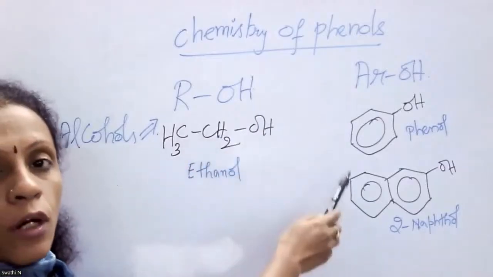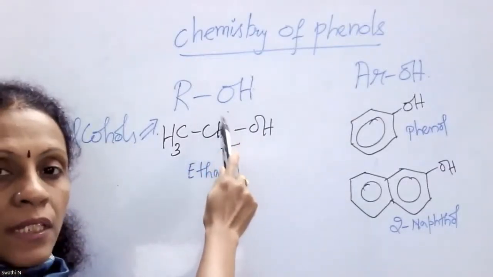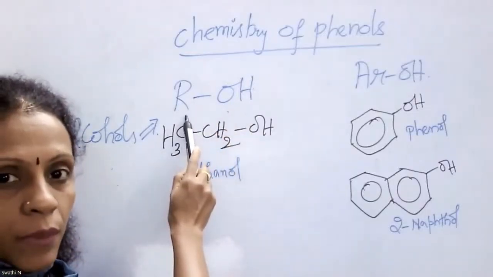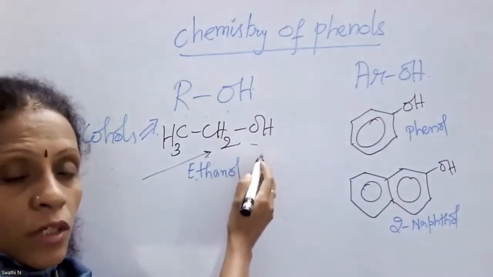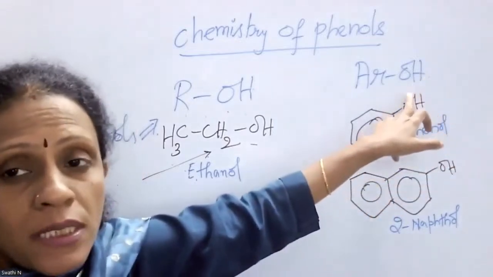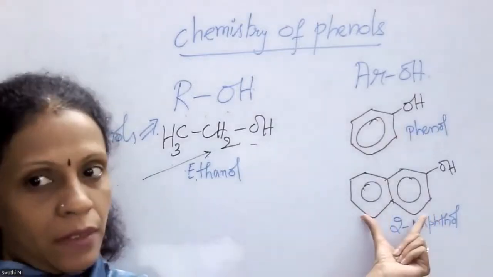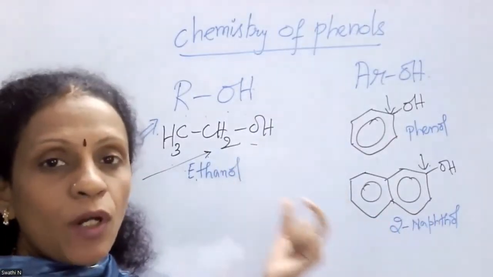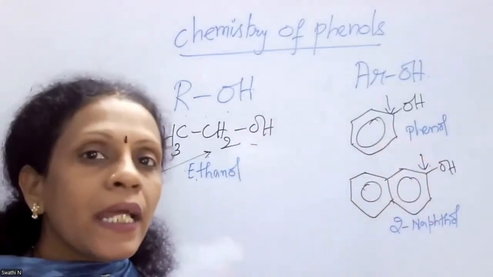Both alcohols and phenols share a common functional group, that is the OH group, the hydroxyl group. But the difference is that in alcohols, the hydroxyl group is attached to an aliphatic carbon. Let us consider an example. Ethanol is an example of an aliphatic alcohol. Here the hydroxyl group is attached to an open chain carbon system. In phenols, the hydroxyl group is attached to an aromatic carbon. It can be a phenyl ring or a naphthyl ring. Even though functional group wise they are similar, having the same OH group, because it is attached to two different types of carbon environment, their properties are entirely different.